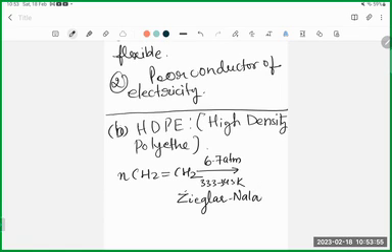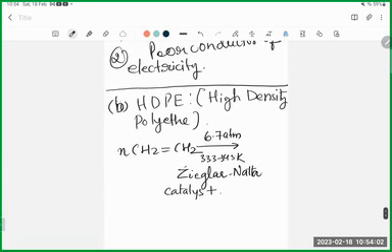Ziegler-Natta catalyst. So what is the Ziegler-Natta catalyst? TiCl4 plus Al(C2H5)3. Let me call them by chemical name.